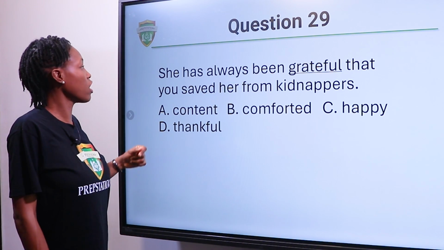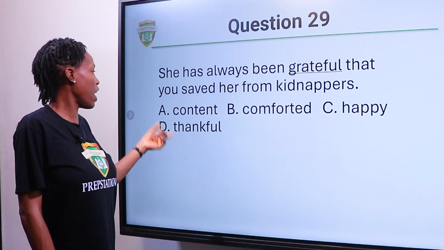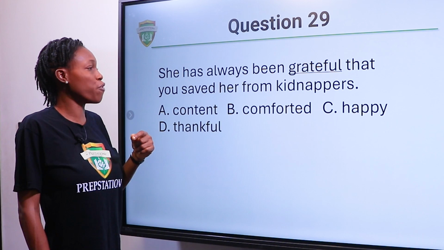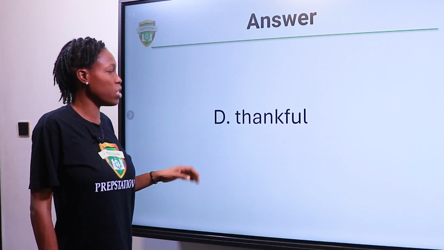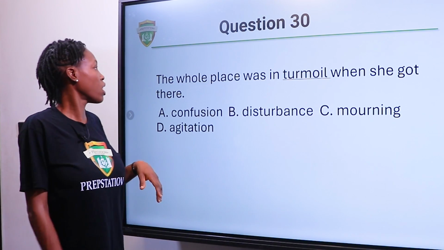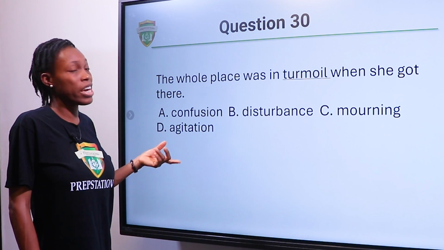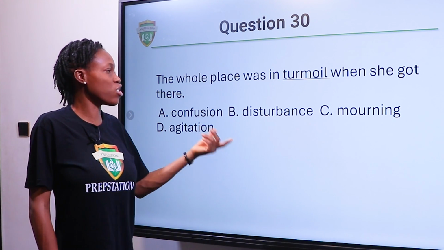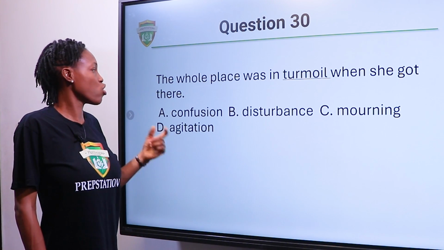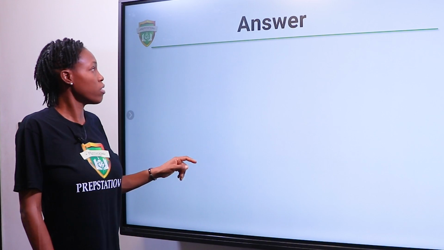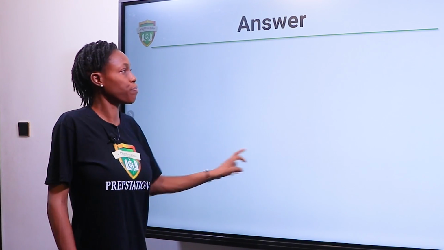The next question, she has always been grateful that you saved her from kidnappers. A, content, B, comforted, C, happy, D, thankful. Grateful, the meaning is thankful. The whole place was in turmoil when she got there. A, confusion, B, disturbance, C, mourning, D, agitation. Turmoil, the answer should be confusion. Here, turmoil, confusion.